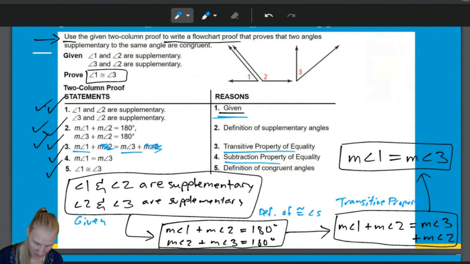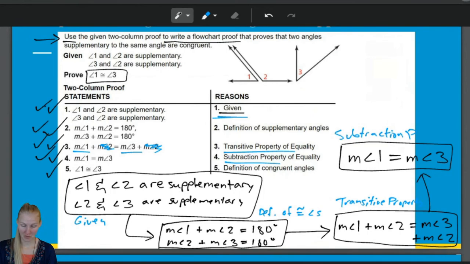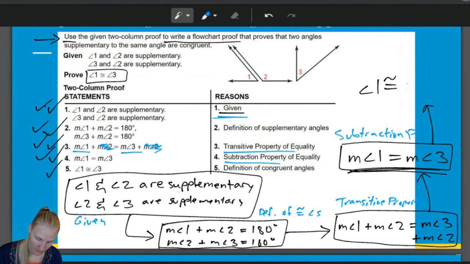And that was the subtraction property. I know you can't see the rest of the word property, so I'm not even going to write it. Subtraction property. Okay, then, that was our step 4. From there, we know if they have the same measure, they are congruent. So because they have the same measure, the angles are congruent.